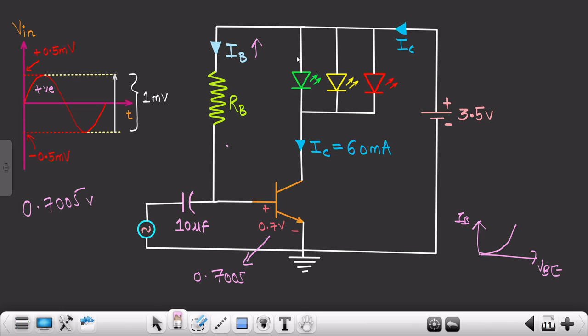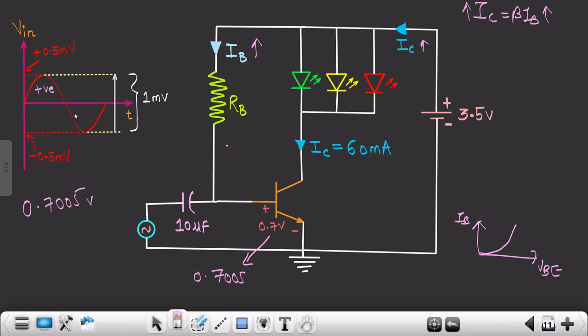And as our IB is increasing, so our IC will also increase. Why? Because IC is beta times IB, right? So as our IB is increasing, our IC will also increase, and since we know that there is an inversely proportional relationship between IC and VC, your VC decreases, right? And thus, as VC decreases, the voltage drop across the LED will increase, and thus the LED will switch on. So this will be in on condition.